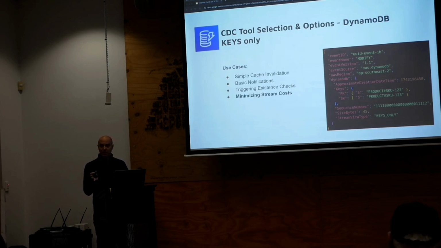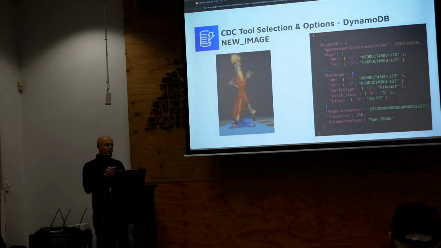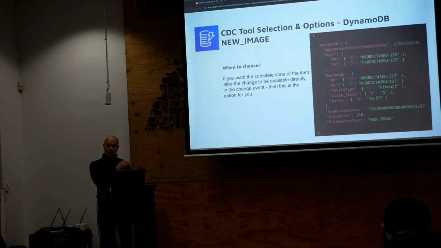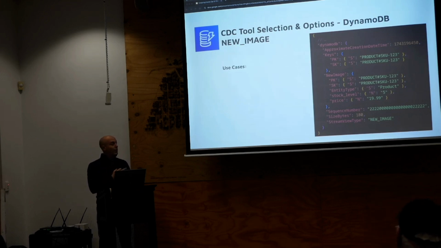So potentially we can manage related resources or counters somewhere else in our ecosystem. And finally, penny pinching. When event size and read costs are your primary concerns, you want to minimize your costs, and you're willing to do a follow-up get item call on a need-to-know basis, this is great. You only go and fetch if you need to, and you can save costs this way. Next up, let's look at the new image option. If you want a complete state of the item after the change, and you want it to be available directly in the change event, this is the option you want to use. We can look at some use cases.